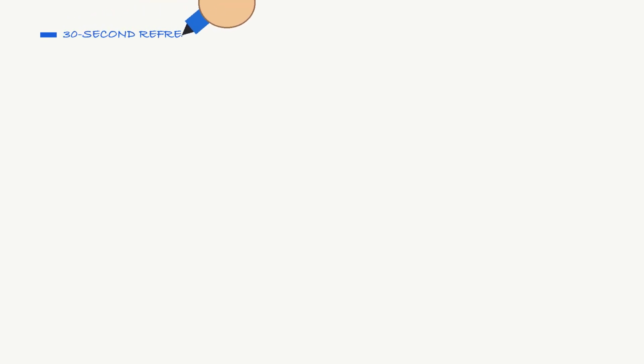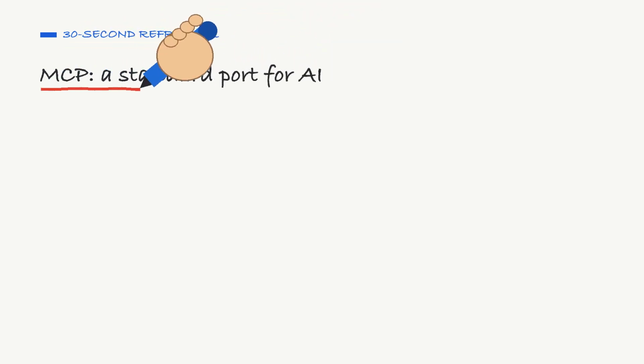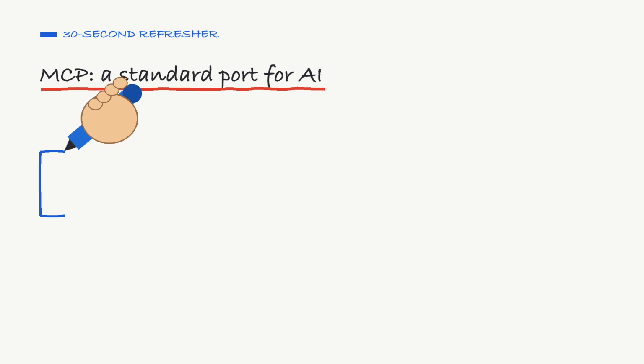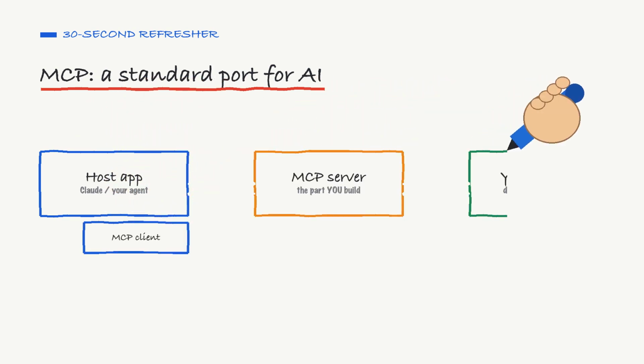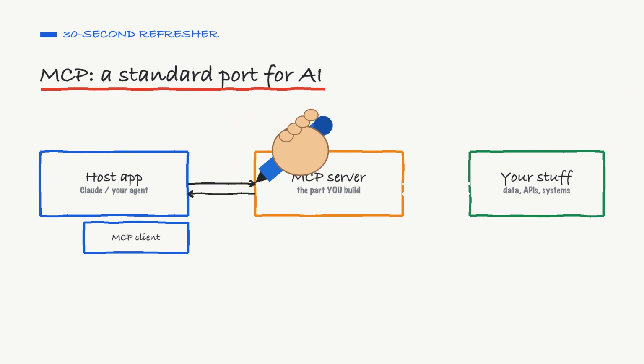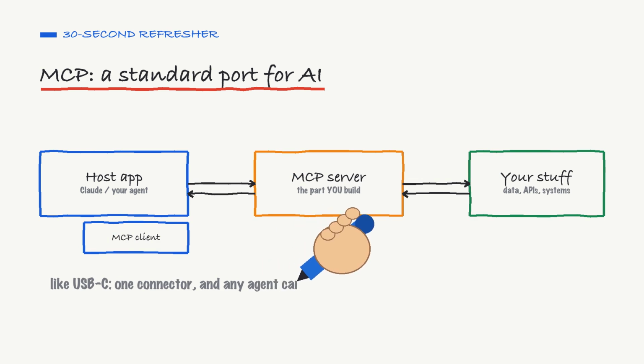30 seconds on what MCP is. The Model Context Protocol is an open standard that connects AI applications to your systems. Think of it as a USB-C port for AI. On the left, a host application, like Claude, with an MCP client inside. On the right, your data and your APIs. And in the middle, the part you build, an MCP server, a small program that exposes your stuff in a standard way.